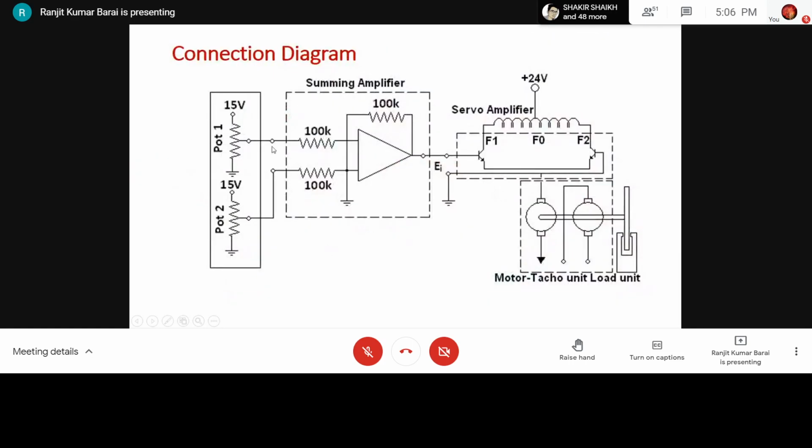This diagram. EI is this voltage. The second pot is not there. Only one potentiometer is there, and this voltage is given as the EI. Okay, the armature voltage that is being given to the servo amplifier. Input to the servo amplifier is the EI.